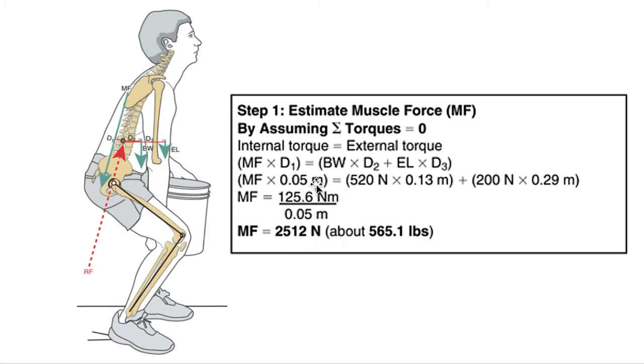When you plug in the numbers given in the slide above, you will get the following equation. Therefore, muscular force equals 125.6 newton meters over 0.05 meters. Muscular force will equal 2,512 newtons, which is about 565 pounds. Now, this is not the end, because we just calculated the muscular force exerted. We didn't calculate the pressure on the L2 segments. We just calculated the force exerted by the erector spinae muscle group.